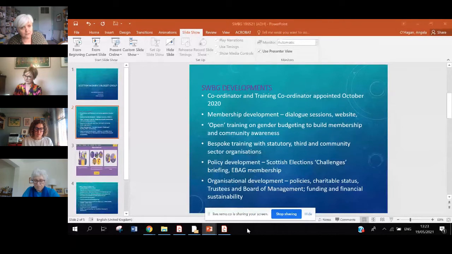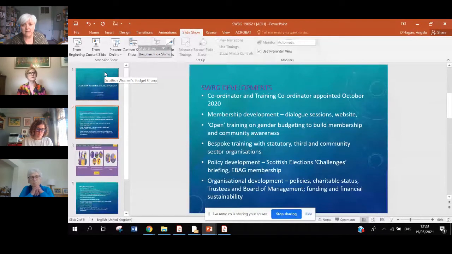I'm going to give a very brief overview of recent developments for the Scottish Women's Budget Group, with a focus on the policy context that we not just find ourselves in, but have been part of creating, I think, in Scotland for a caring economy.